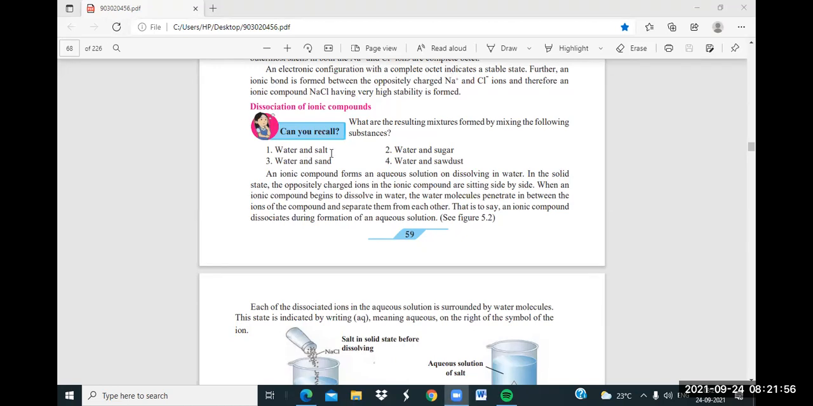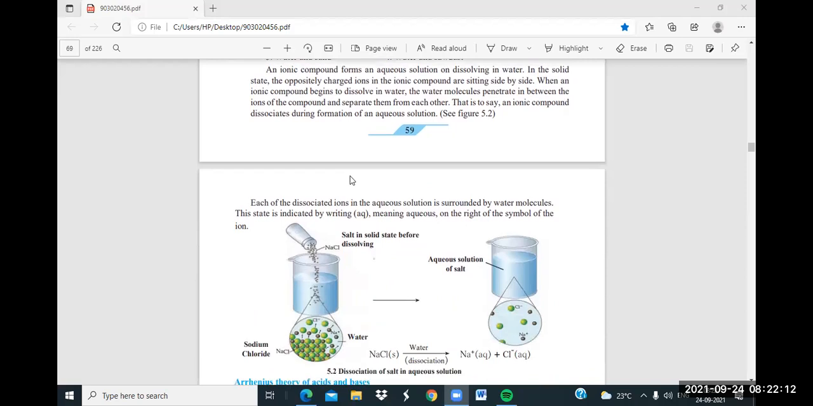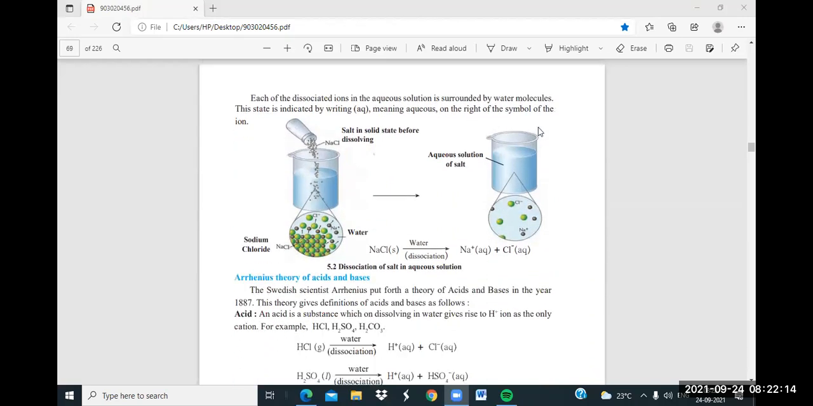What happens with water and salt, or water and sugar, is that the molecules are dissociated. Na and Cl were dissociated, due to that we don't see it. Sugar is the same. Each of the dissociated ions in the aqueous solution is surrounded by water molecules. You can see here sodium chloride in the water. Their bonding becomes weak and they separate from each other. That is the aqueous solution: NaCl gives Na plus and Cl minus.